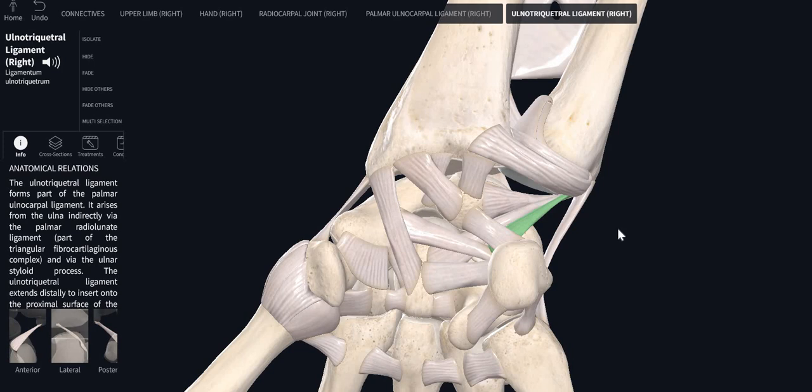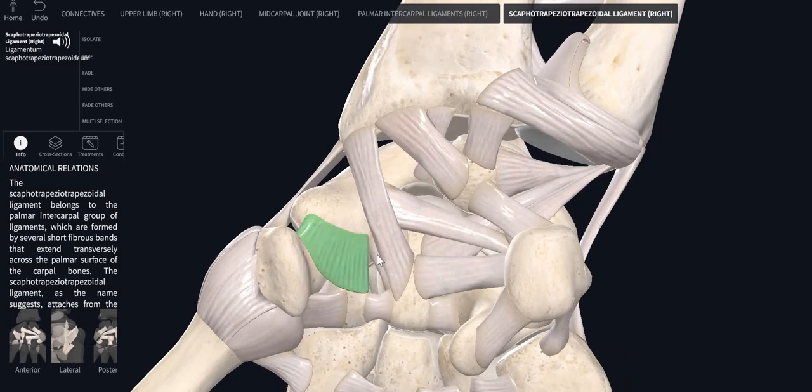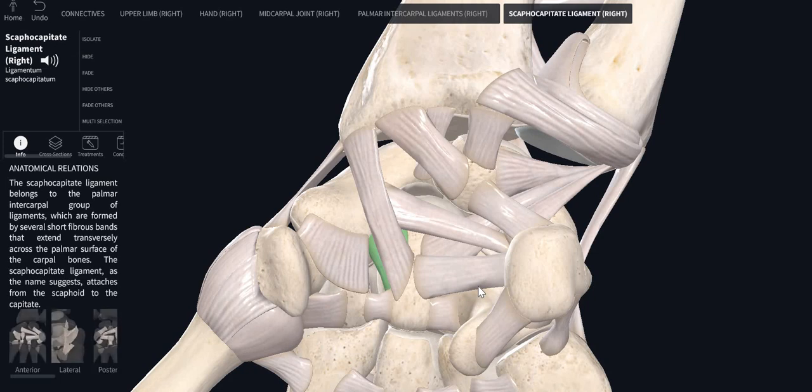Okay, another kind of joint found in this area is the midcarpal joints. The midcarpal joints are the joints between the proximal carpals and the distal carpals. So, for example, this joint right here is a midcarpal joint. Another midcarpal joint is not shown very clearly, but this joint is also a midcarpal joint. And then the fourth type of joints that we're going to talk about is the intercarpal joints.